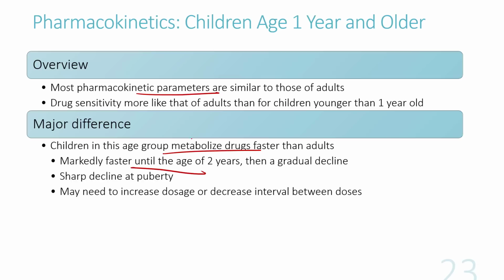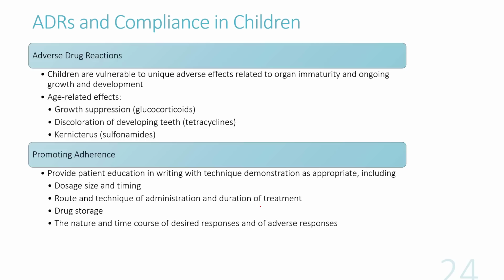And so if you've got a child that's maybe 18 months old, they might actually process drugs much more quickly, and so you need to give higher doses, and then it slowly declines in terms of the enzyme levels after 2, declines at puberty, and then it reaches adult levels after that. So again, you need to increase the dose or decrease the interval. So instead of every 6 hours, it might need to be every 4 hours, right? So that's what you do.